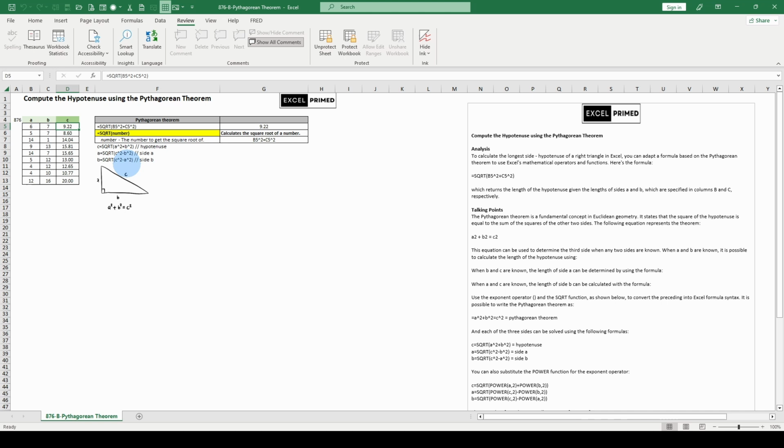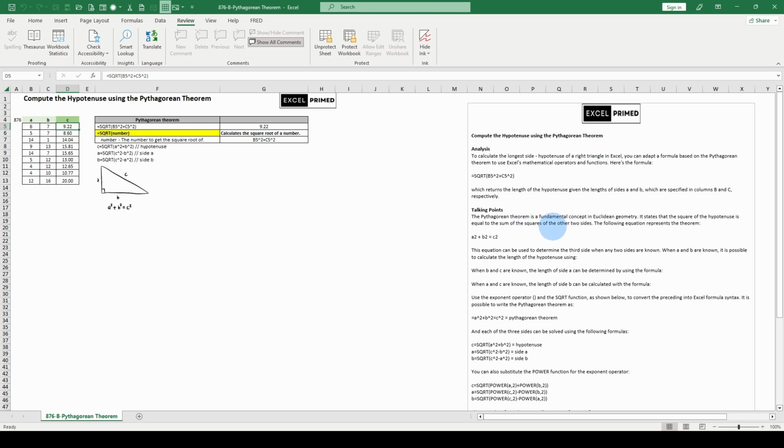Square root of b5 squared plus c5 squared. To calculate the longest side, the hypotenuse of a right triangle, in Excel, you can adapt a formula based on the Pythagorean theorem. What are we looking for? We're looking for the square root of b5 squared plus c5 squared. What are we doing? Calculating the longest side, the hypotenuse of a right triangle.